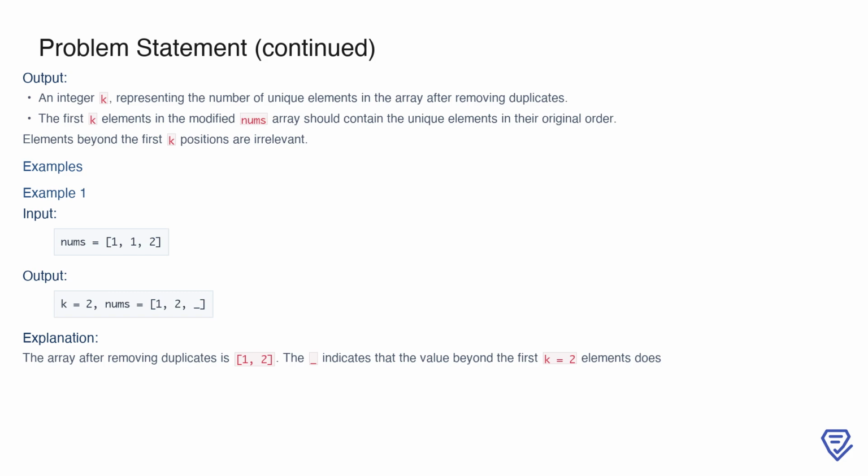For instance, if the input array is nums equals 1, 1, 2, the output should be k equals 2 and the modified nums array should look like 1, 2, underscore. The underscore here represents that the values beyond the first k positions are irrelevant. The unique elements, 1, 2, are preserved in their original order.